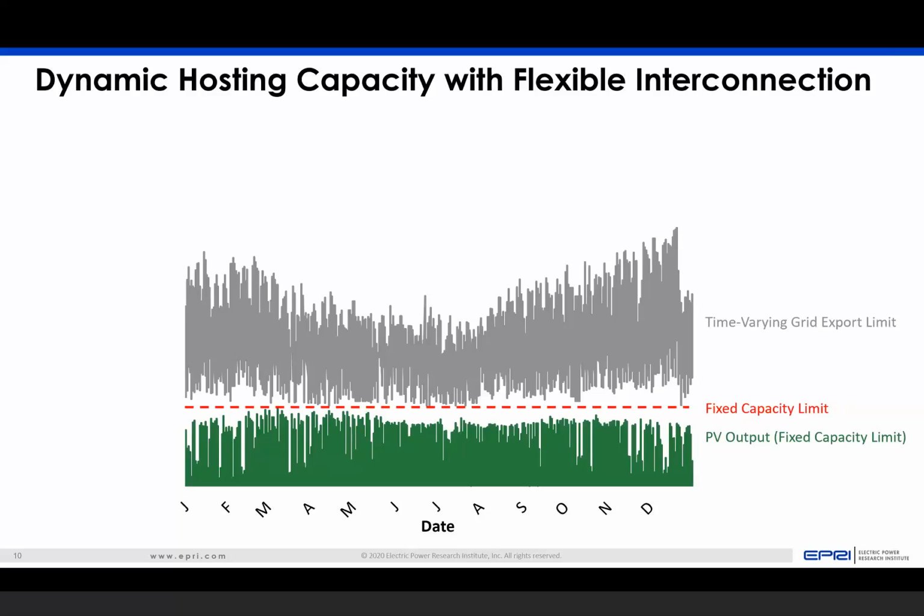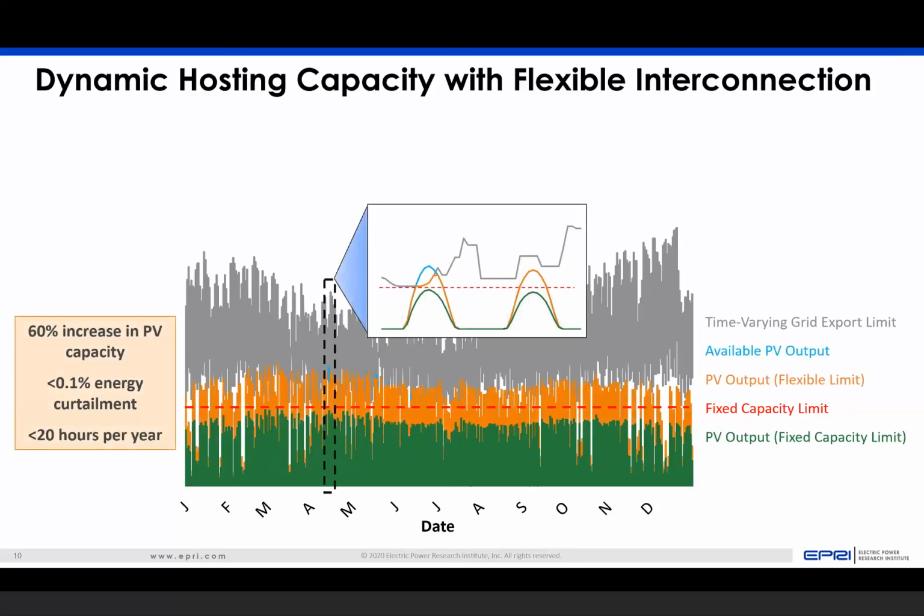And so PV output based on that fixed capacity limit may be limited, but may not actually ever exceed that time varying grid constraint, just given the conservative nature of the way we typically do firm connections. If you advance one more, the concept of flexible interconnection is being able to provide additional visibility and control into those time varying grid export limit conditions, and curtailing solar in this case infrequently throughout the year.